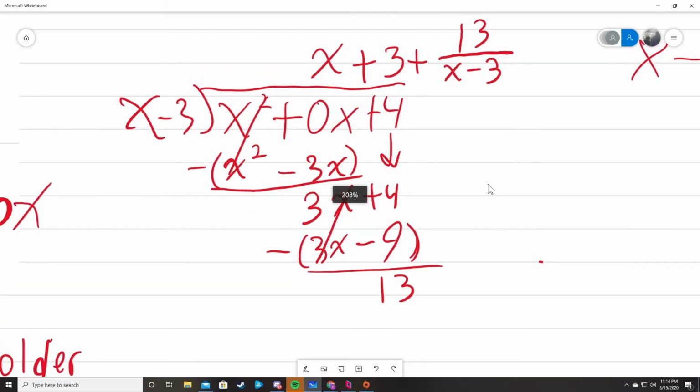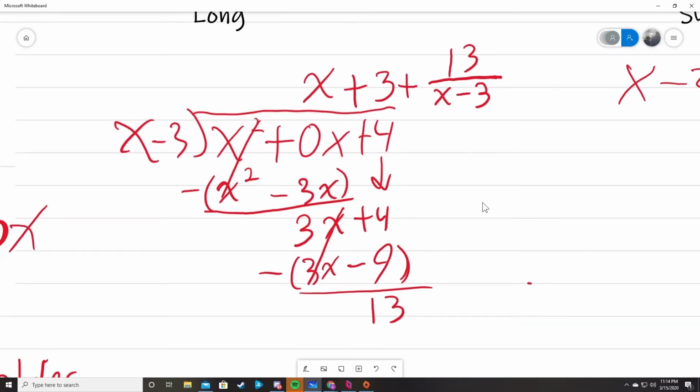Oops, my fault. Some of that got cut off. So I got x plus 3 plus 13 over x minus 3. All this right here, this is our final answer. So now let's go over to Khan Academy. Let's check this out.